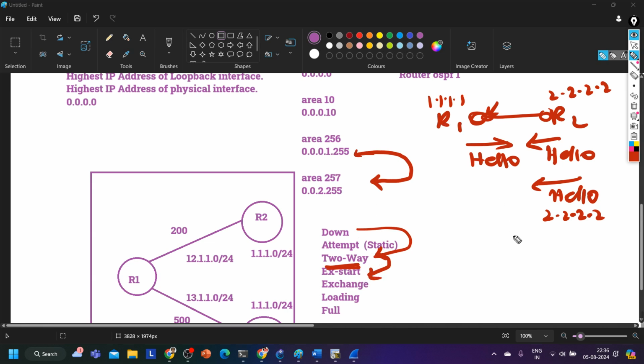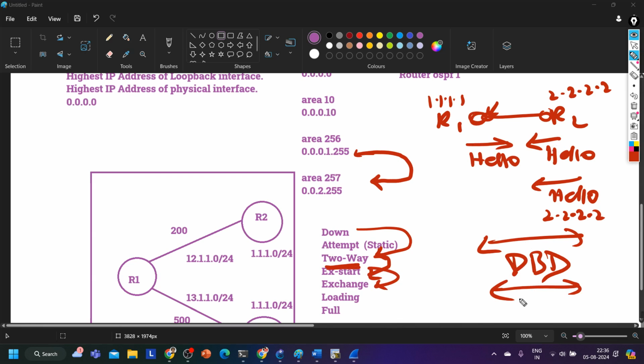In the ExStart state, routers are going to exchange type 2 messages. Type 2 message means DBD message, right? After exchanging DBD messages, the neighborship state will move to the exchange state. In the exchange state, both routers are going to exchange their LSA headers. LSA headers are just like the menu card of a restaurant.